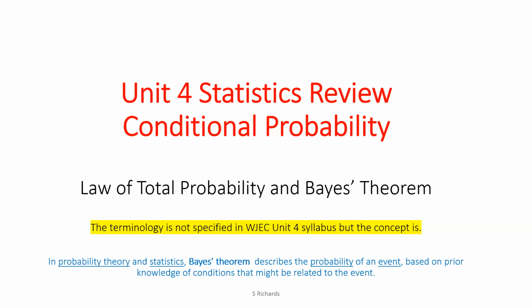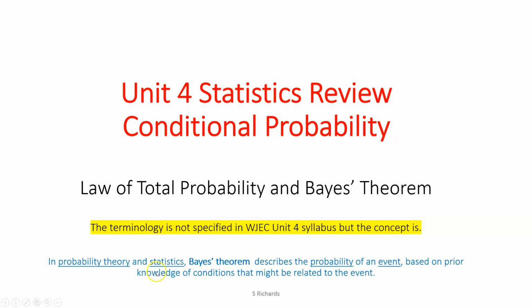We're going to look at a question involving conditional probability. This particular question relates to the law of total probability and Bayes' theorem, although this terminology is not actually specified within the WJEC Unit 4 syllabus. However, the concept of conditional probability is very much in that syllabus.